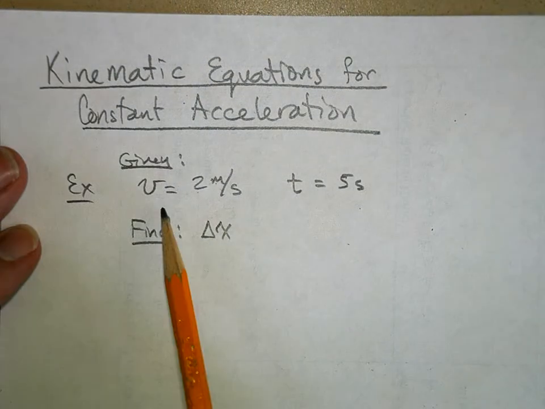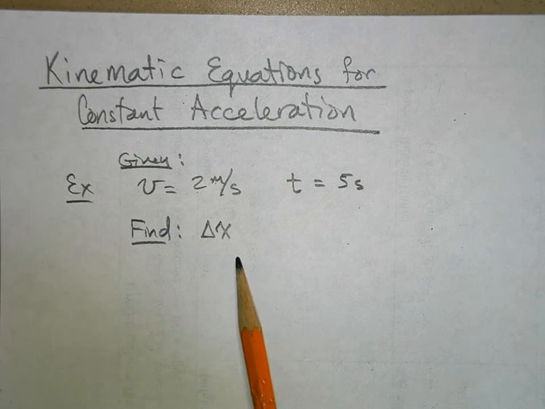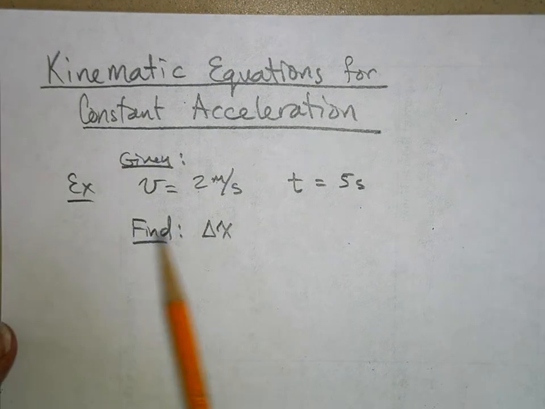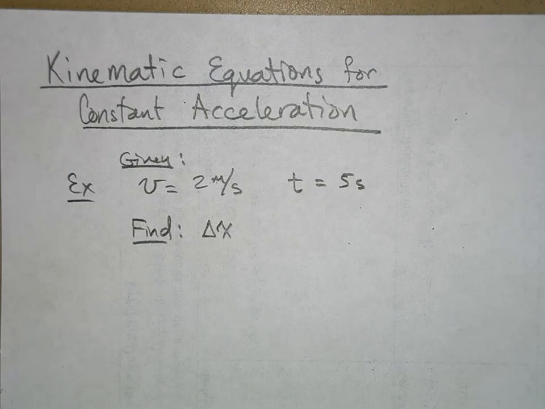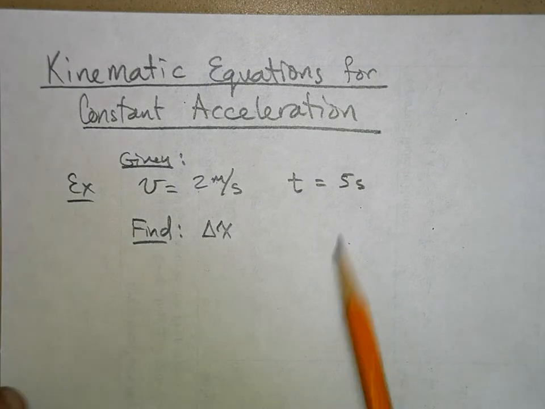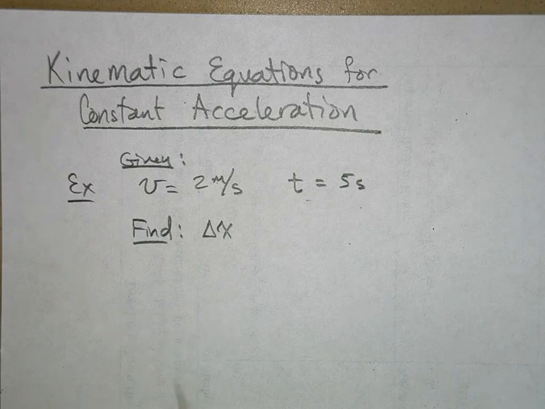So if I say, okay, my velocity is 2 meters per second, and I'm going to walk at a pace of 2 meters per second for 5 seconds, what's my change in position going to be for that time interval? 10 meters, right? I mean, you don't need to do any work to show that. I will anyway.